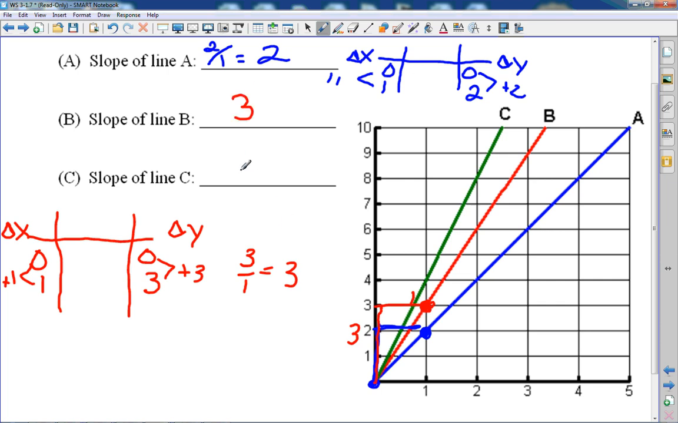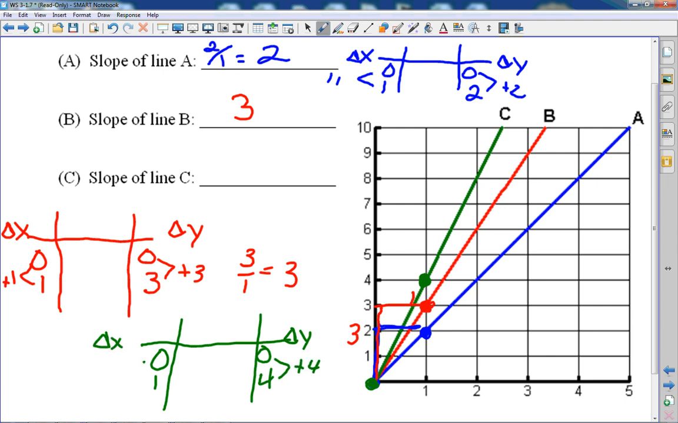Line C. Now let's start my table here. I've got 0, 0. We said all of them started here at 0, 0. Now let's find another point. I'm going to go over here to 1 and go up. It crosses up there. That point is 1 and 4. Well, delta y, the change in y, is plus 4. Delta x is plus 1. If I go up, I'm going up 4 and over 1. 4 over 1 is 4.